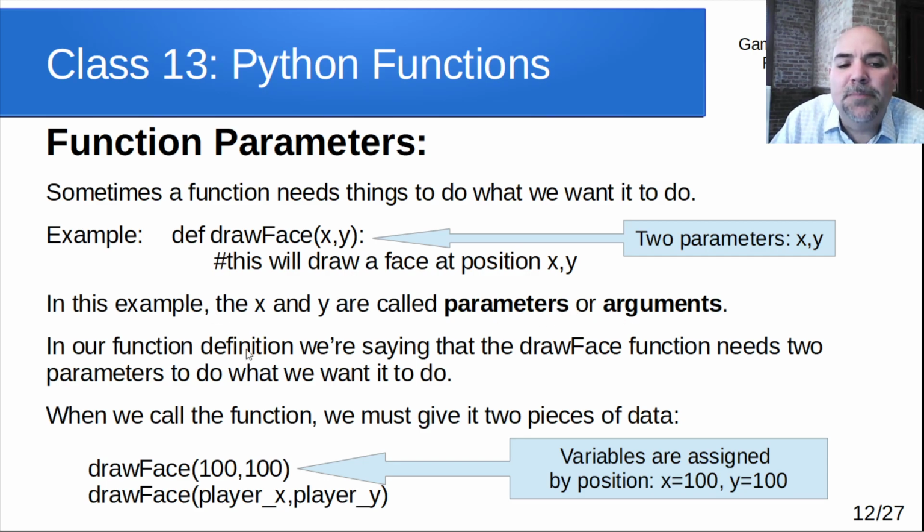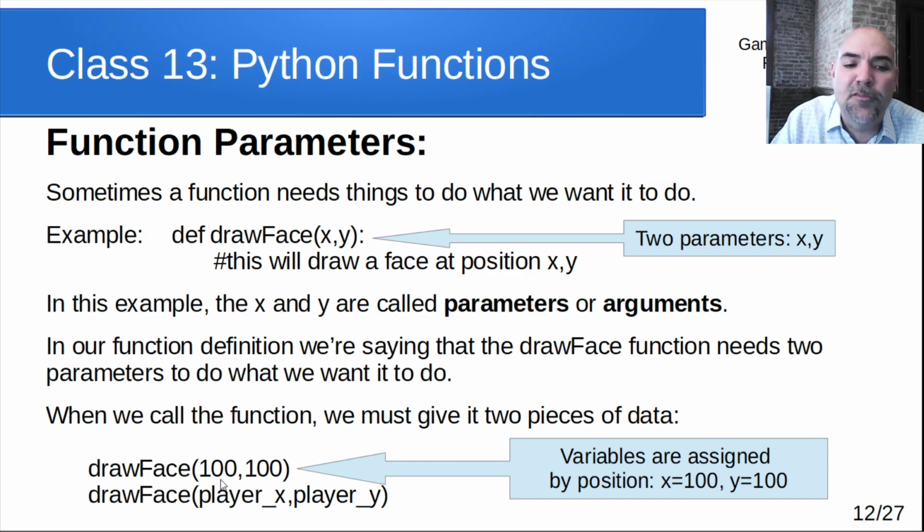But the idea there is, in the function definition of drawFace up here, we're saying that this function needs two different arguments or two parameters to do what we want it to do. It needs an x and needs a y. And when we call the function, we're going to give it two pieces of data because it requires two pieces of data. The drawFace function needs two pieces of data. The first one is going to be referred to as x. The second one as y.